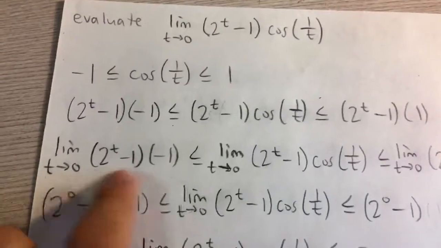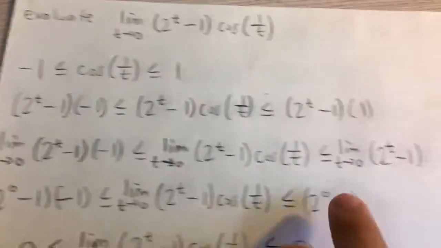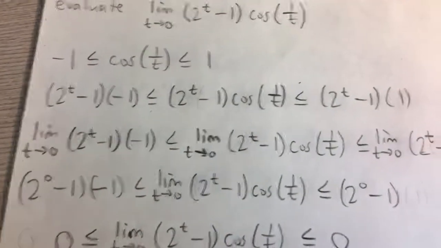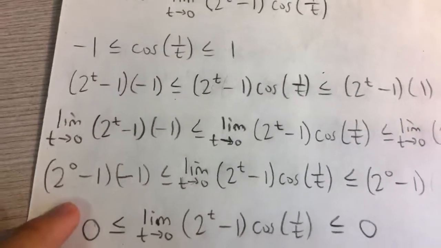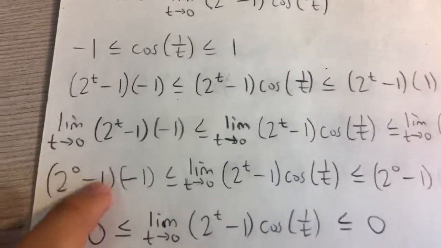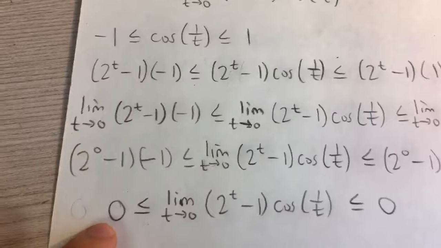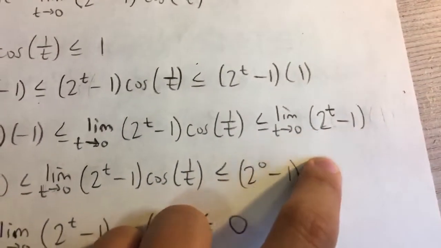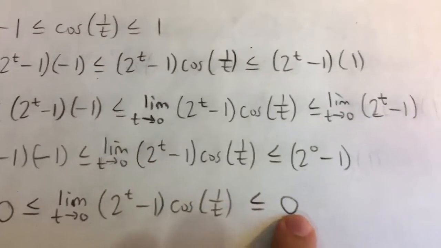And so now for the ones on the outside, to evaluate these limits, we can just plug in 0 for t. There's no 1 over zeros or anything that's going to pop up. So 2 to the 0 minus 1, that's 1 minus 1, so that's 0. So this whole part is 0 on the left. Similarly, on the right, we have 2 to the 0 minus 1 again. So it's 0 on the right.